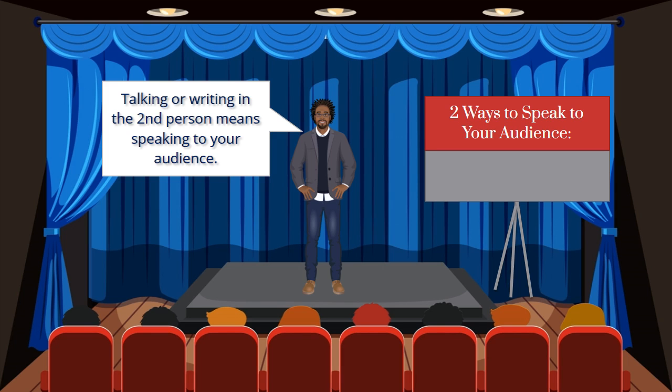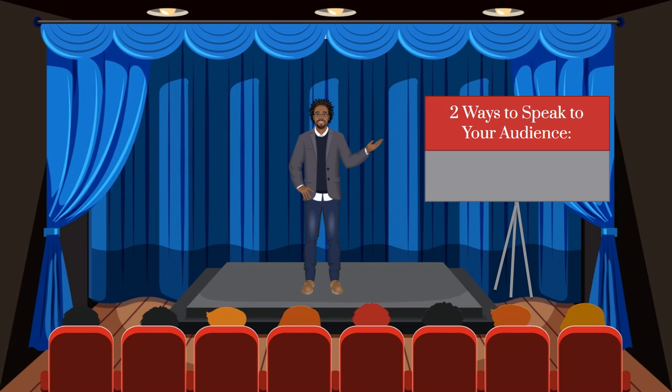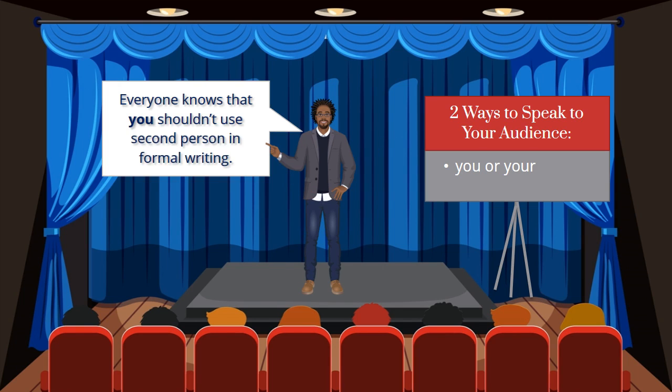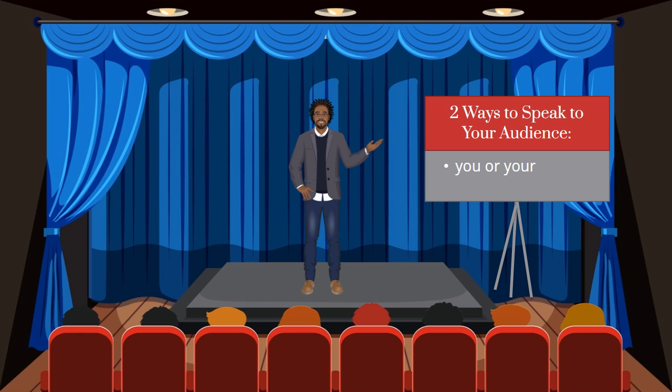Talking or writing in the second person means speaking to your audience. There are two ways we can do this. One is with pronouns, such as you or your. For example, the sentence, "Everyone knows that you shouldn't use second person in formal writing," contains the second person pronoun. In English, these pronouns can sneak into the sentence both when we are talking to someone directly, and when we are generalizing.